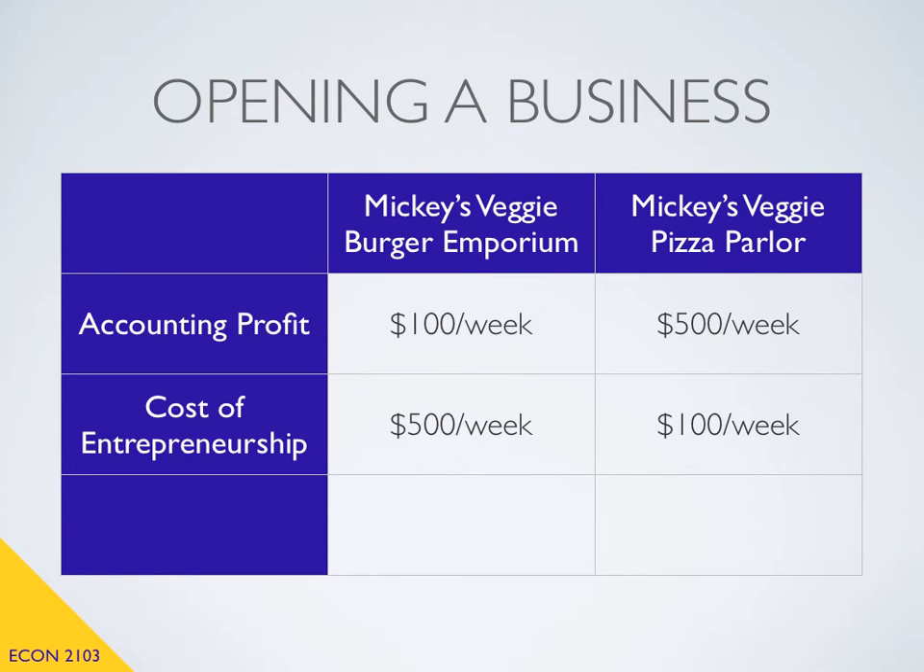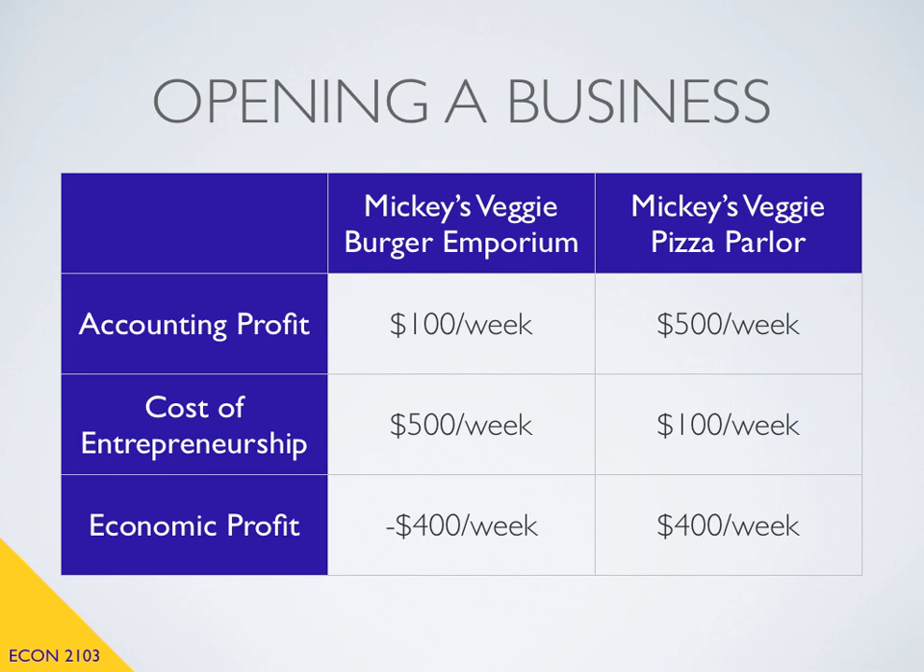Now that we have our cost of entrepreneurship, it's rather straightforward to compute our economic profit. For the Mickey's Veggie Burger Emporium, we have an accounting profit of $100 minus a cost of entrepreneurship of $500, gives us an economic profit of negative $400 a week. Likewise, for the Veggie Pizza Parlor, we have $500 a week minus $100 a week of entrepreneurial costs, gives us an economic profit of $400 a week.